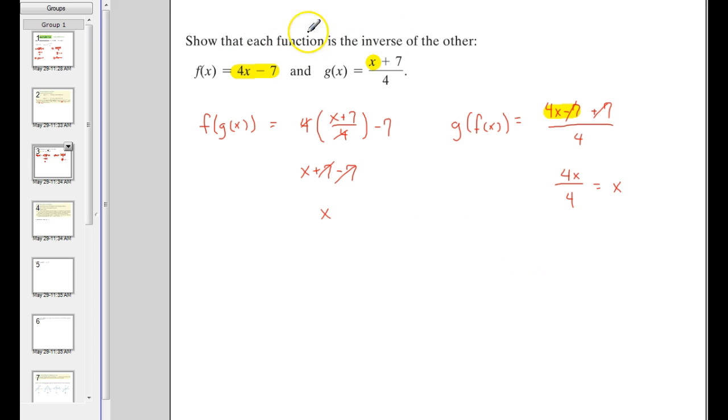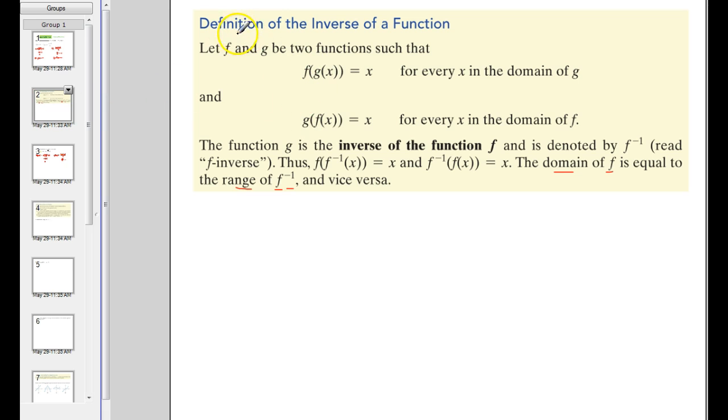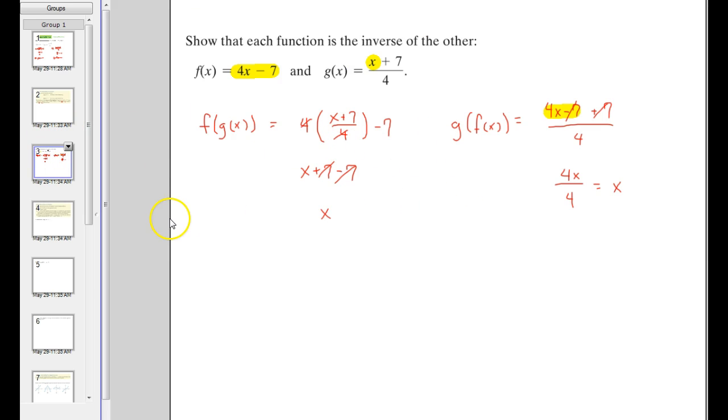So I've shown that they are inverses of one another because I've shown that they fit the definition of inverses. I plugged g into f, I got x. I plugged f into g, and I got x.